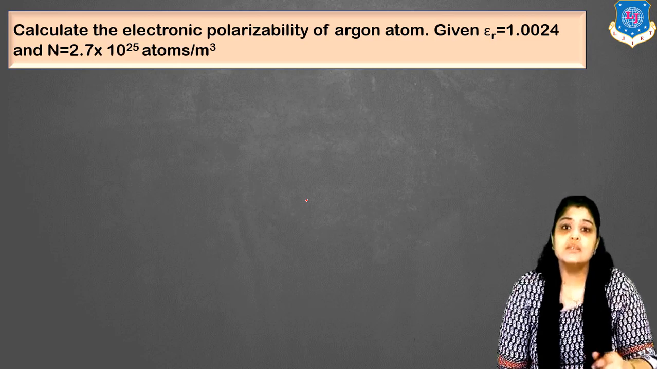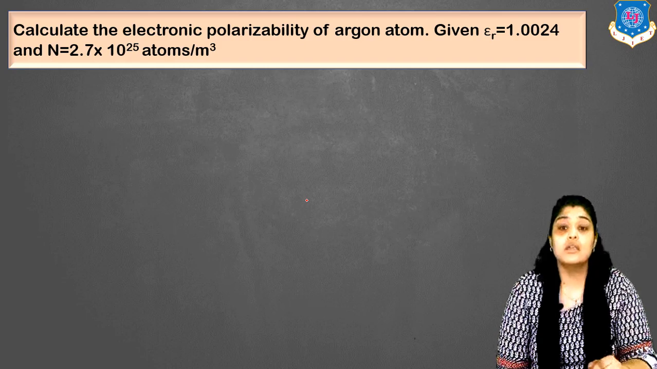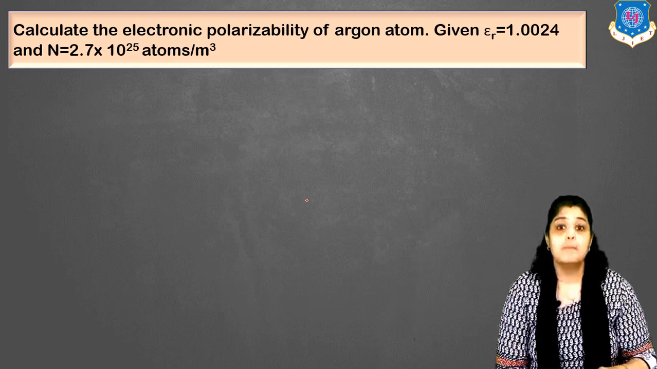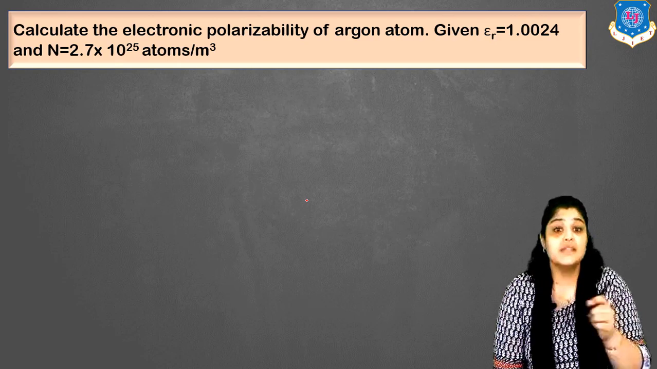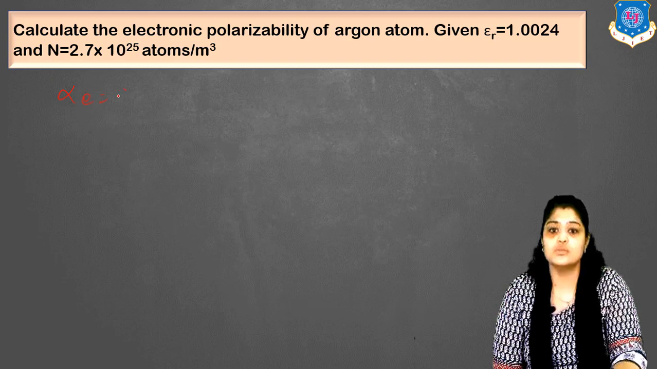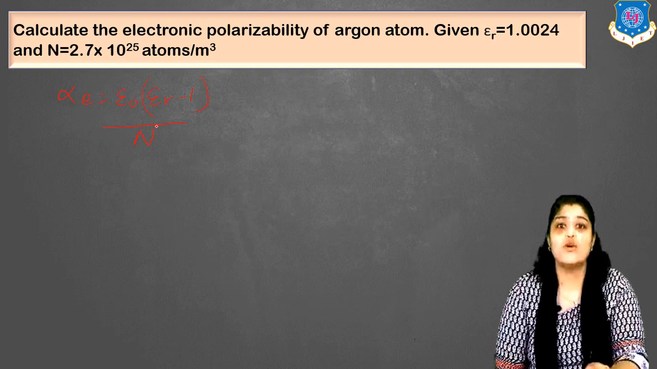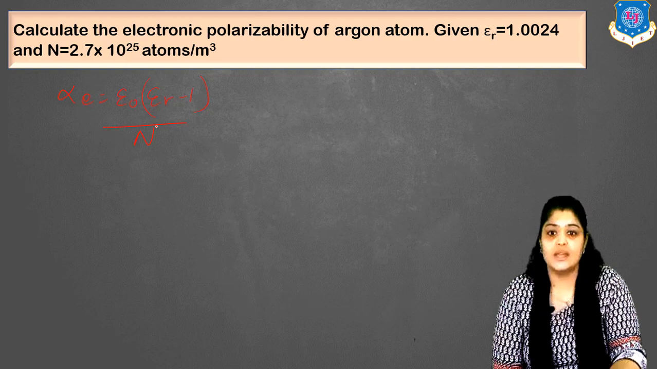In the previous numerical we used the formula 4 pi epsilon 0 r cube because the radius of atom was given in the question. But in this question you have not been given the radius. But then there is one more formula, which is alpha E is equals to epsilon naught times epsilon r minus 1 upon n. So this is a relation of electronic polarizability with relative permittivity.